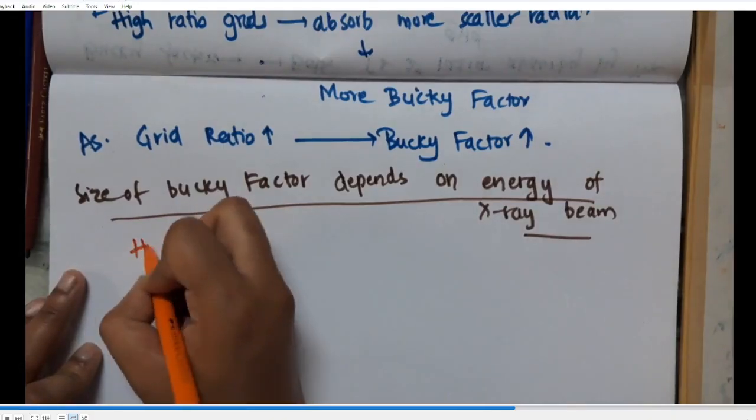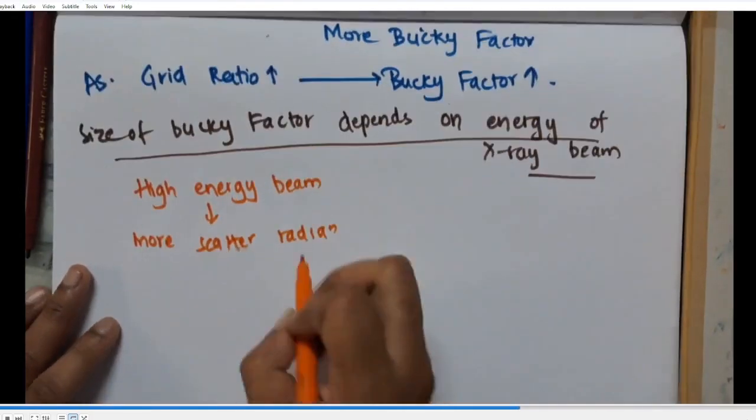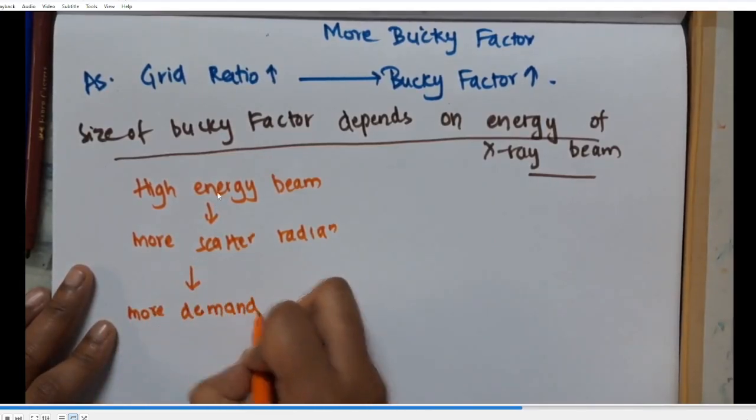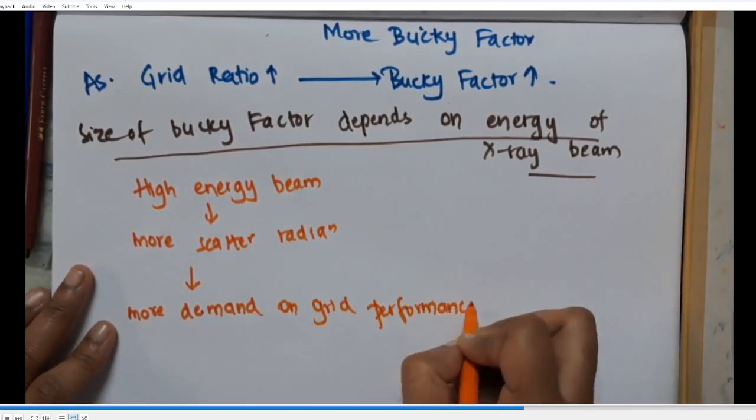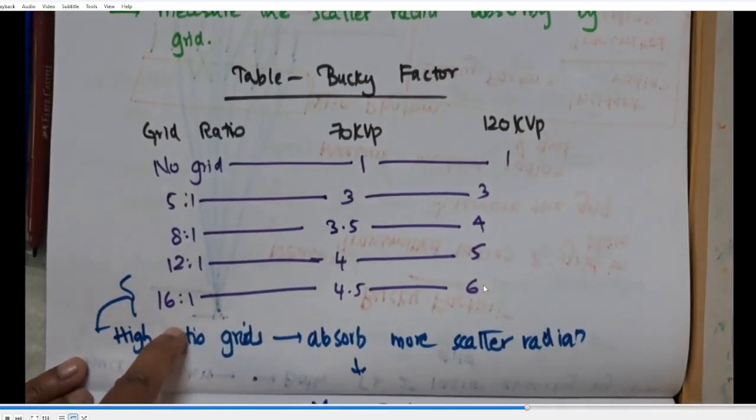So the high energy beams generate more scatter radiation, and thus they place a greater demand on the grid's performance than low energy beams. So if this is the high energy beam, it will produce more scatter radiation. As a result, it requires a higher grid ratio or more Bucky factor for the higher energy beam to get absorbed.